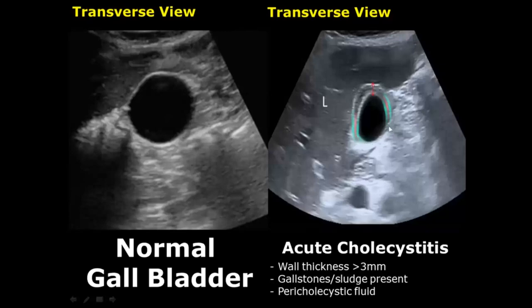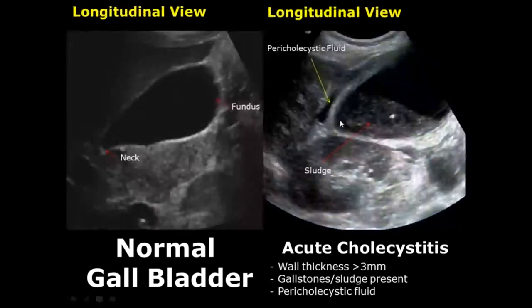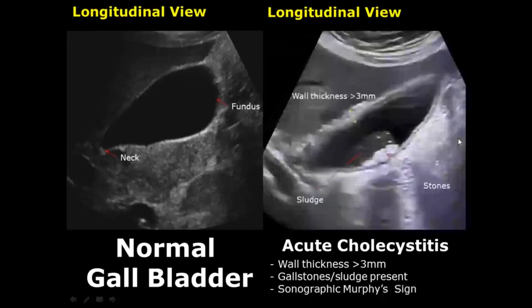And there can be presence of gallstones or sludge, and also the presence of pericholecystic fluid. In this image you can notice pericholecystic fluid over here, fluid outside the gallbladder, and the walls are also thicker, and also there is presence of sludge. Here is another image of acute cholecystitis in the longitudinal view.